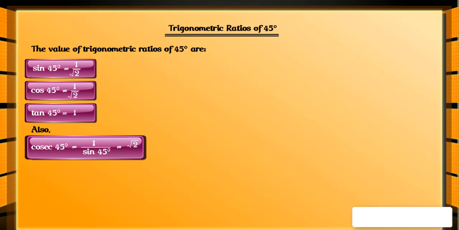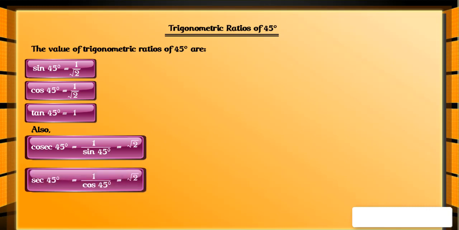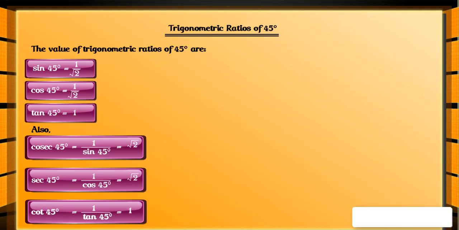Also, cosec 45 degrees is equal to 1 upon sin 45 degrees, which is equal to under root 2. Sec 45 degrees is equal to 1 upon cos 45 degrees, which is equal to under root 2. Cot 45 degrees is equal to 1 upon tan 45 degrees, which is equal to 1.